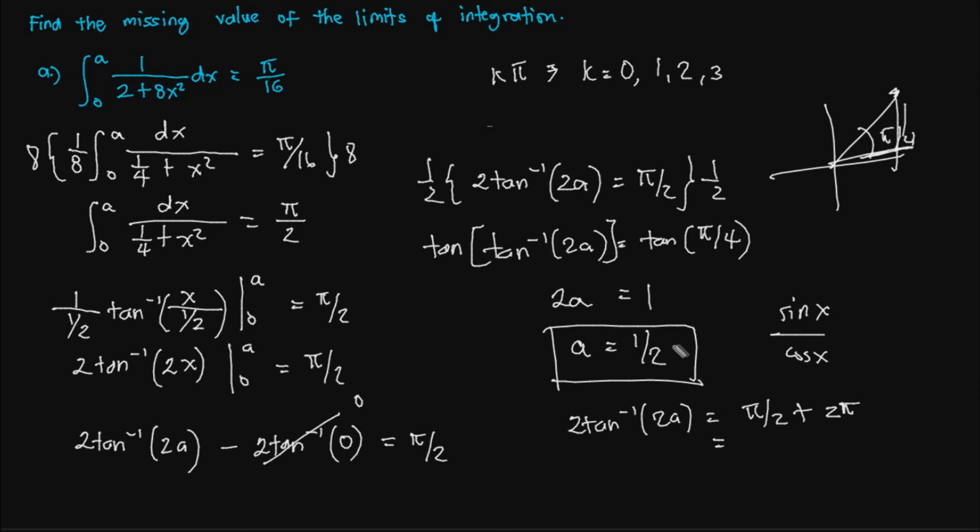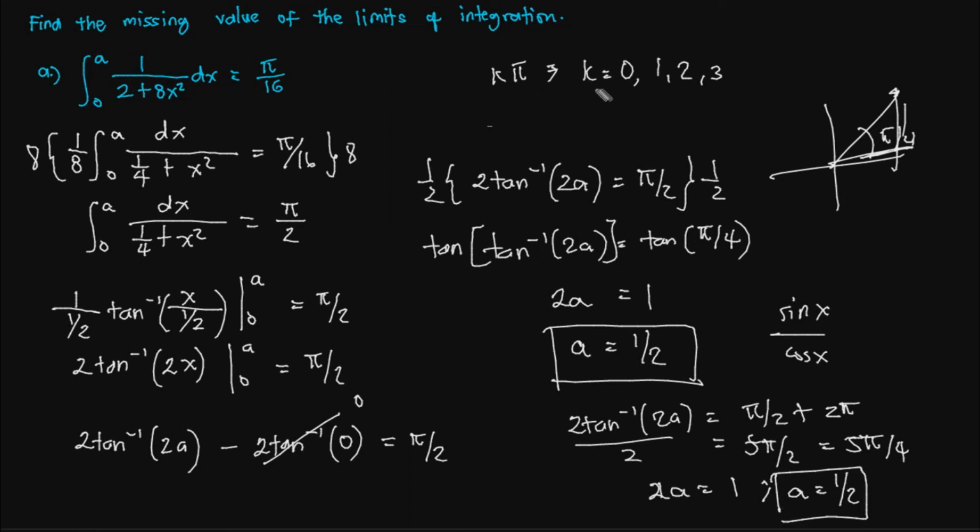And then if you try to add this pi over 2 and then 2 pi, you should be able to get 5 pi over 2. So if this is 5 pi over 2 and then you divide this by 2, this becomes 5 pi over 4. And then if you take the tangent of that, so that becomes 2a, taking the tangent of that would also give you a value that is equal to 1. So with this, we know very well that this also results to 1/2. That's why for any multiple k, any positive integer, you should be able to get a value of a that is equal to 1/2.